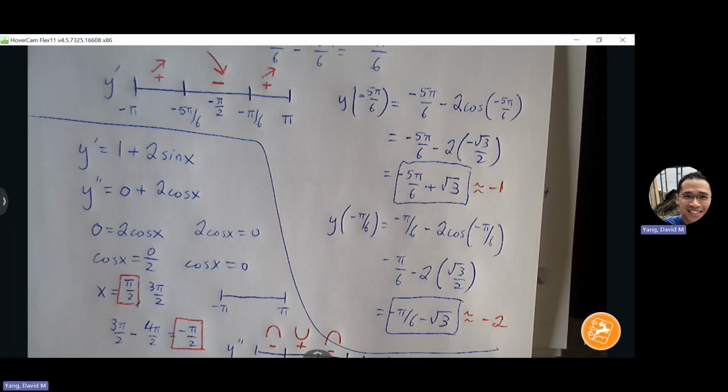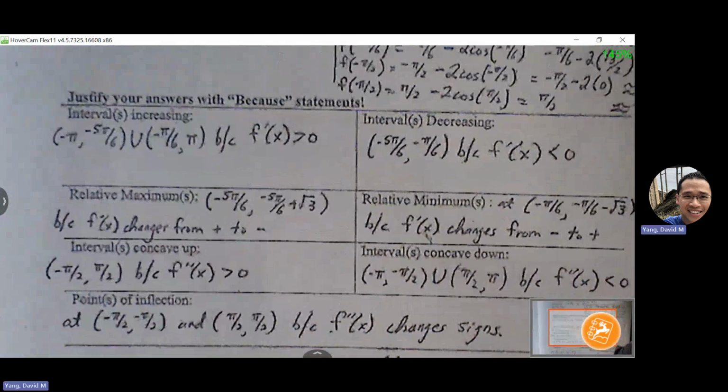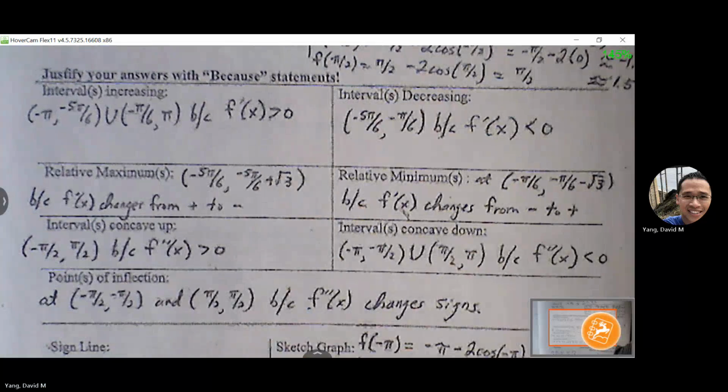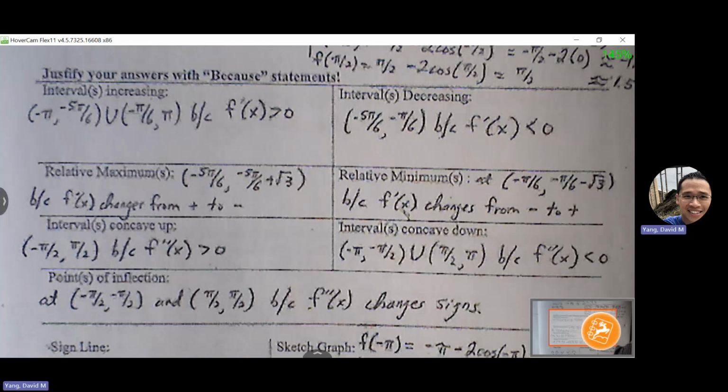Okay, so now using our sign lines, we can fill out all these because statements, right? So let's see if all of this makes sense, right? Because now's the easy part. Now you can just write everything forward from your sign lines. So our interval of increase, always use parentheses. And I'll make sure that you're giving me because statements.